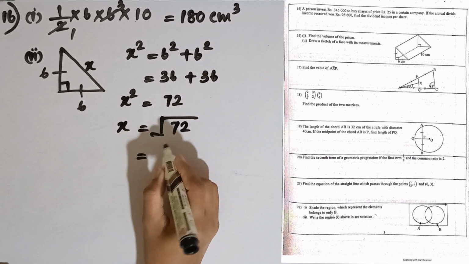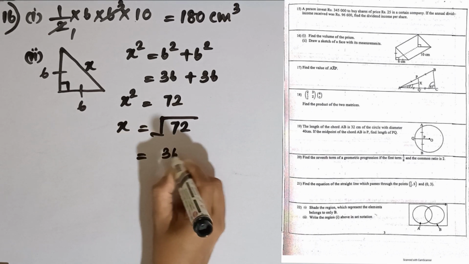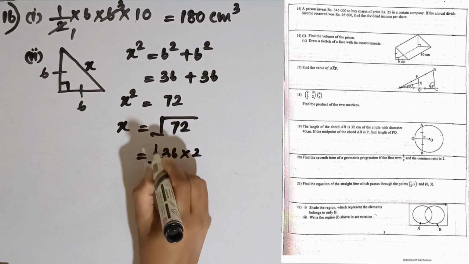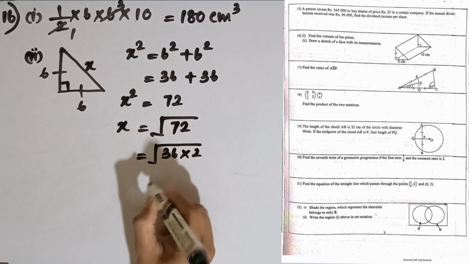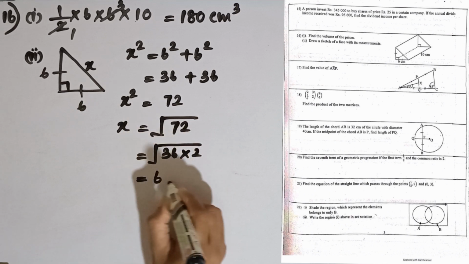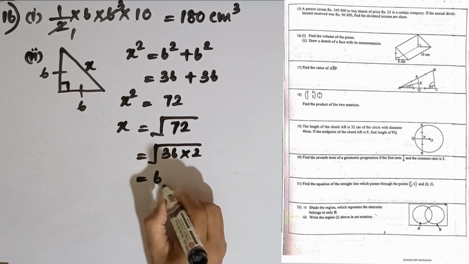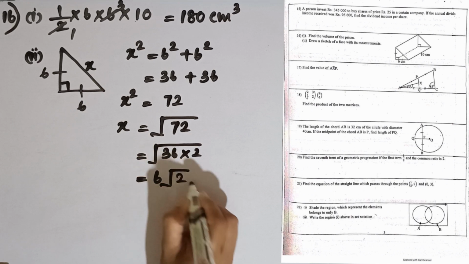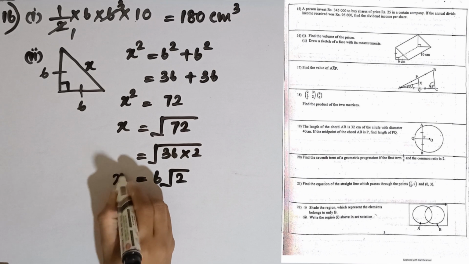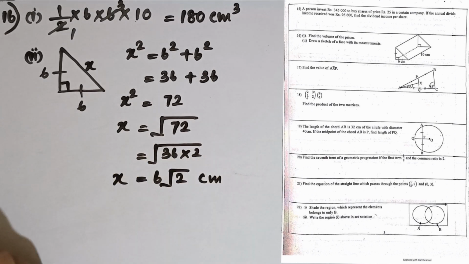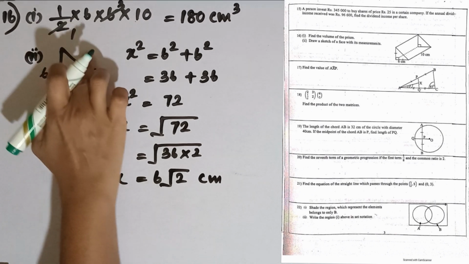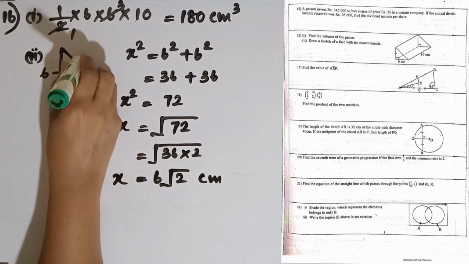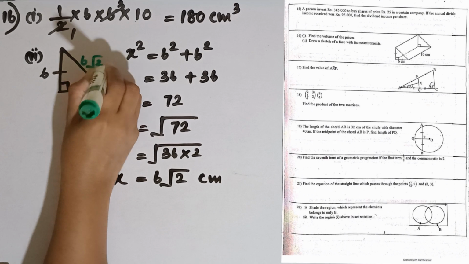72 can be written as 36 multiplied by 2. Then the square root of 36 is 6. Then we can write it as 6 square root of 2 centimeters. Now we can give this length here. Here x equals 6 square root of 2 centimeters.